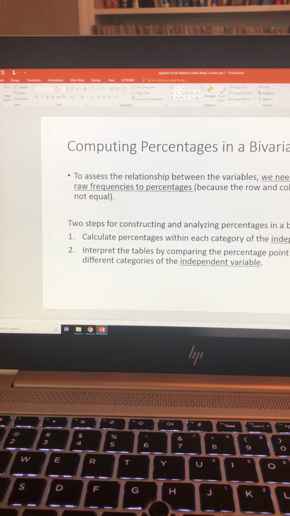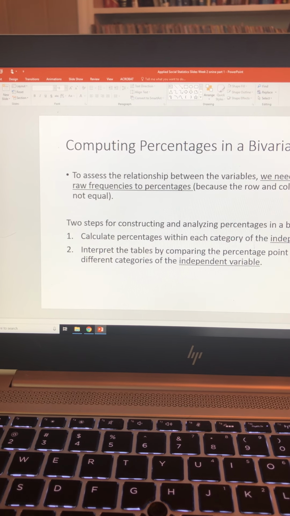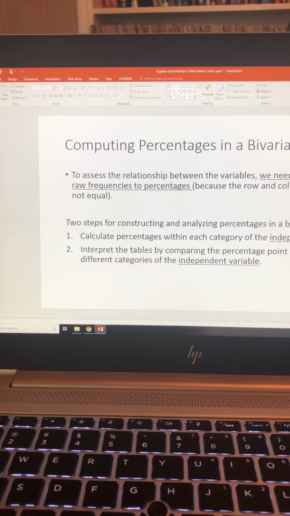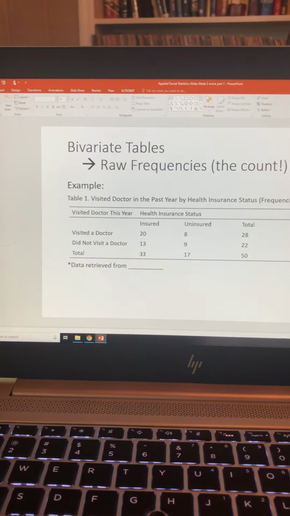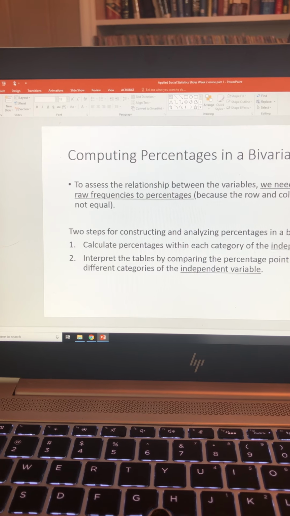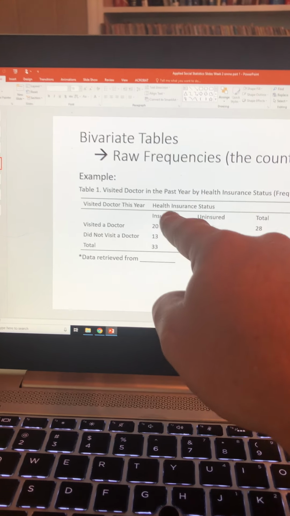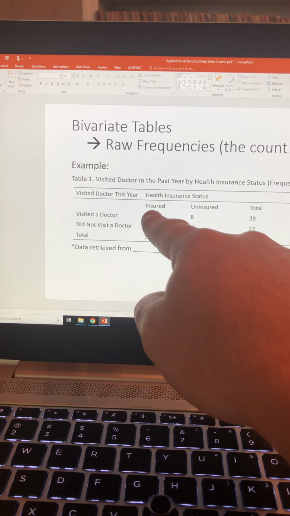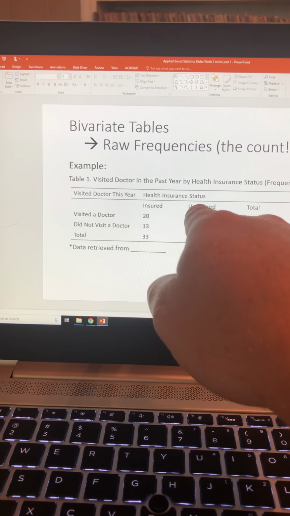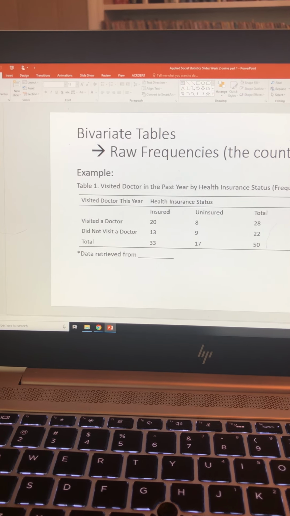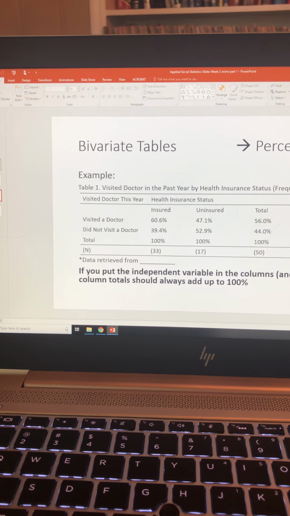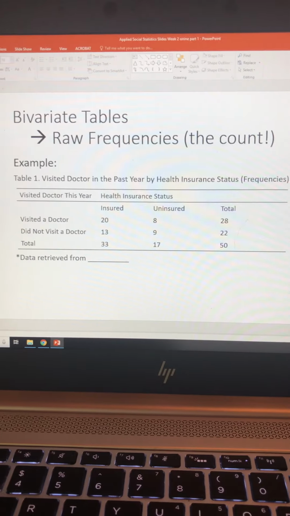Let me say that again. We want the percentages within each category of the independent variable. So in order to do that, we need to create percentages, but we need to sum them down the columns. Basically what we'll want to know is, of the insured people, how many visited a doctor? Of the uninsured people, how many visited a doctor? Rather than vice versa. Okay? So I set this up on the page.